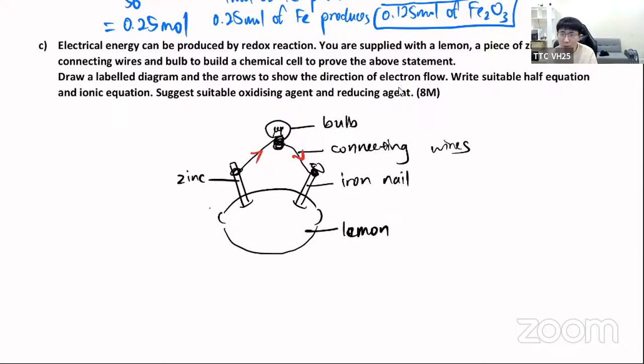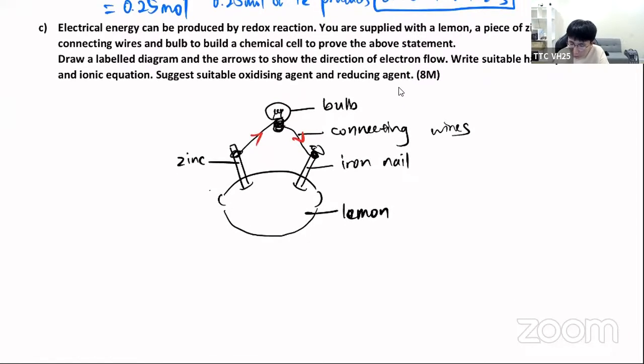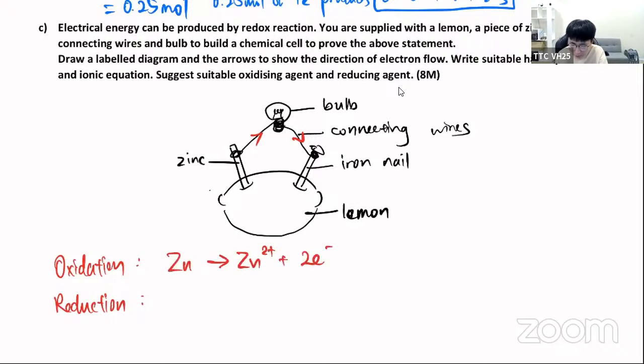And then write a suitable half equation and ionic equation. So we got two reactions here. One is oxidation and then one is reduction. Okay, so who undergoes oxidation? Supposed to be the zinc. So Zn oxidized becomes Zn2+ plus 2 electrons.